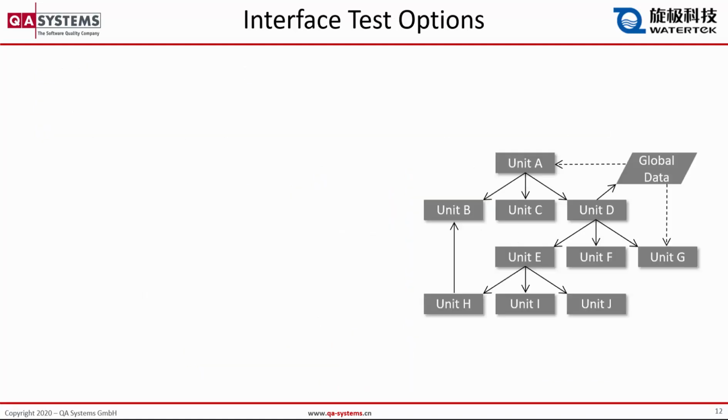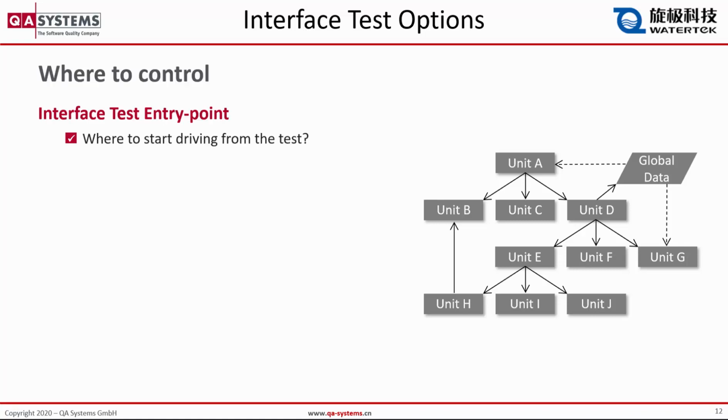So what are our test options for interface tests? Take this small example of some code. Different units, some data, making calls. The first question is, where do I control? The interface entry point is, where do I start driving my software under test from my test driver scripting? Is that the top level function unit A, or perhaps functions further into the flow of the code, such as unit D?